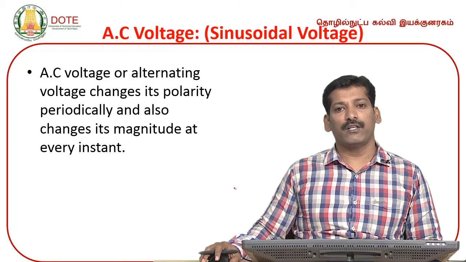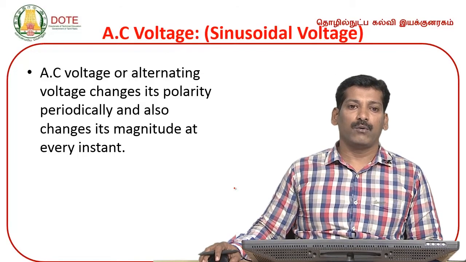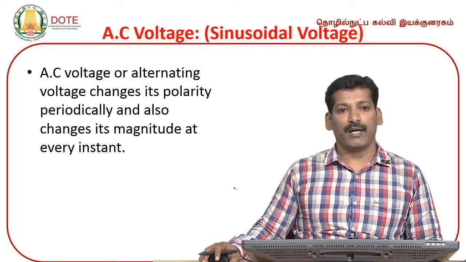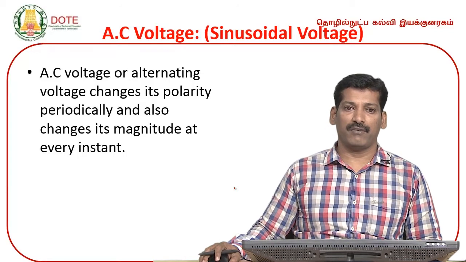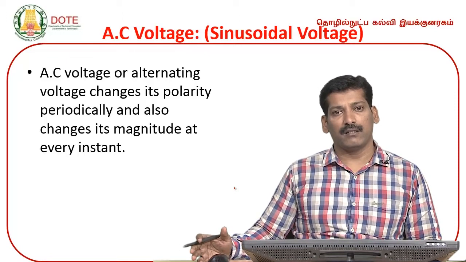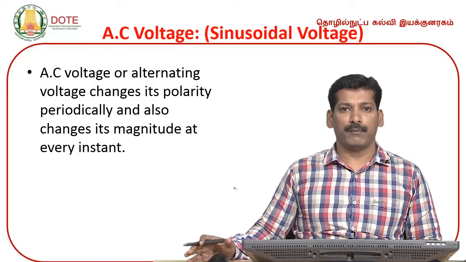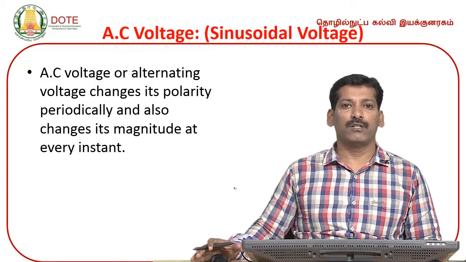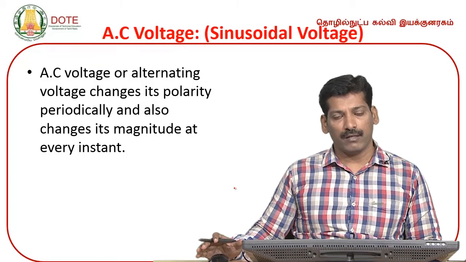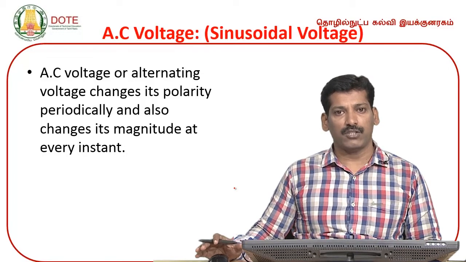Then AC voltage, it is also called as a sinusoidal voltage. AC voltage or alternating voltage changes its polarity periodically and also changes its magnitude at every instant. So, unlike the DC voltage which always remains constant throughout the time period, right from t is equal to 0 to t is equal to infinity, it always remains unchanged.